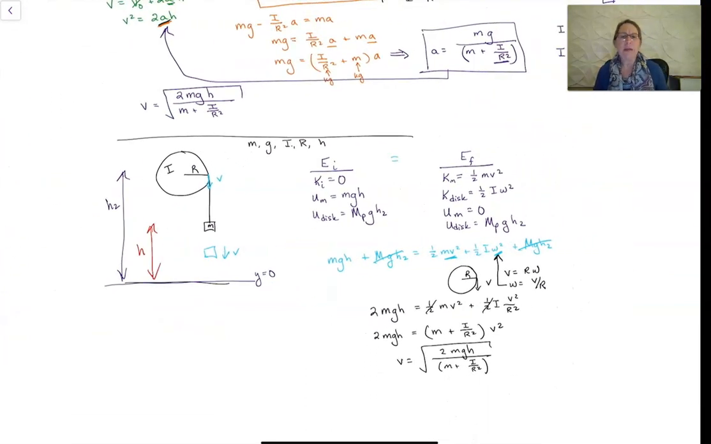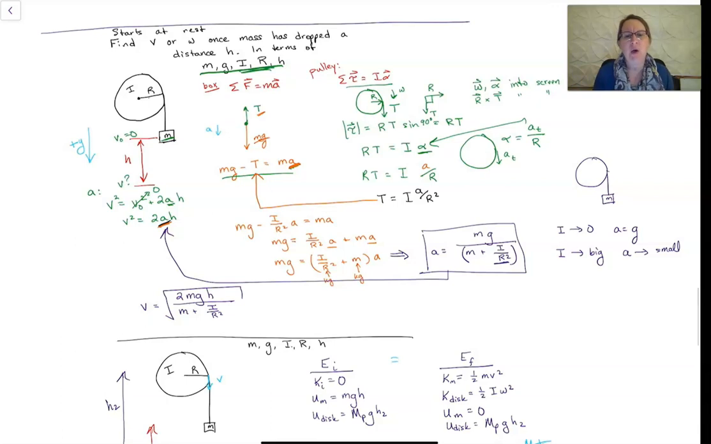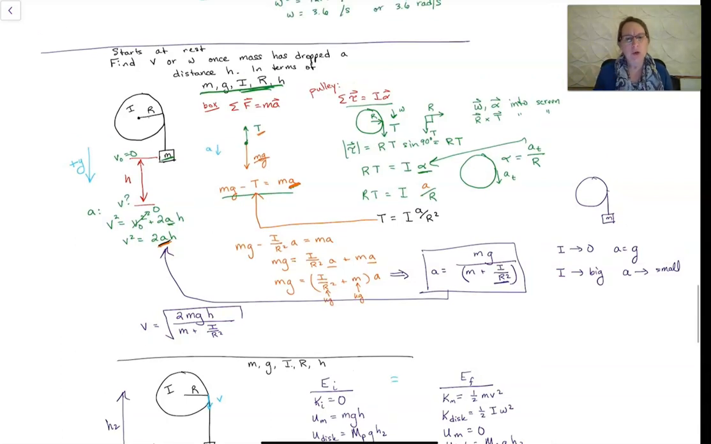So this second way is easier, as is often the case, but I wanted you to have a little bit of experience seeing how you can set up the torque equations to get exactly the same thing.